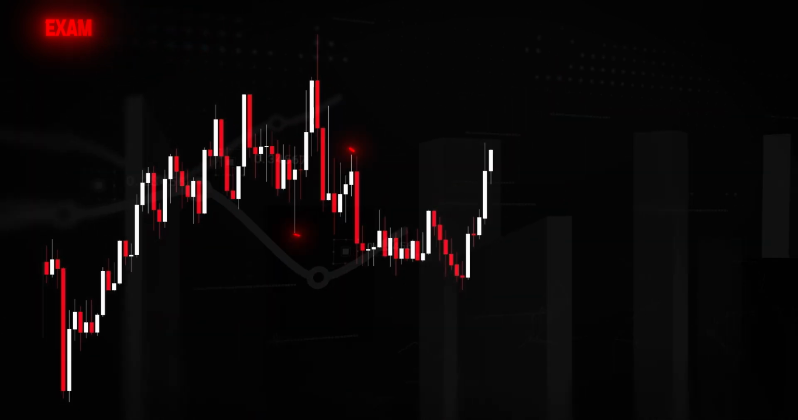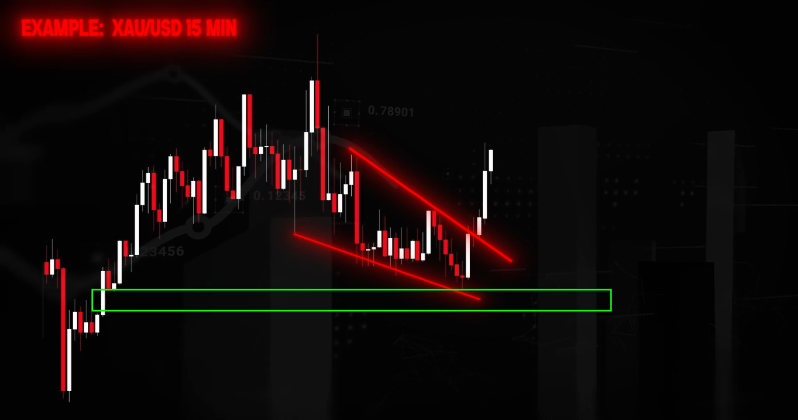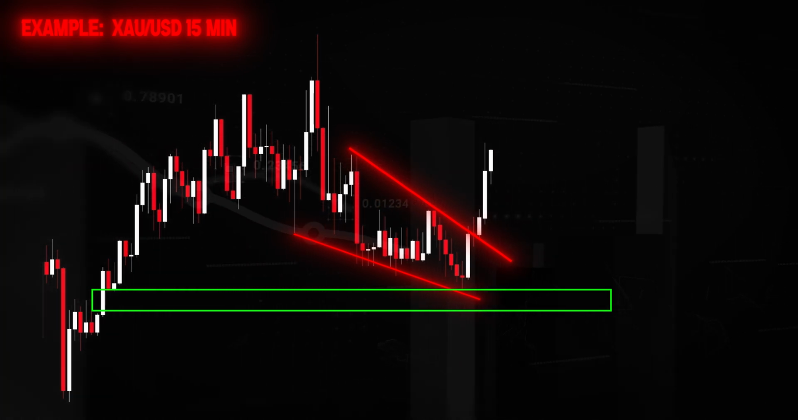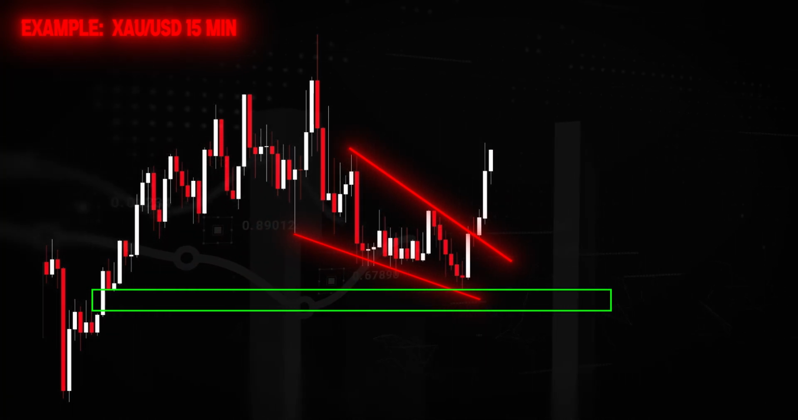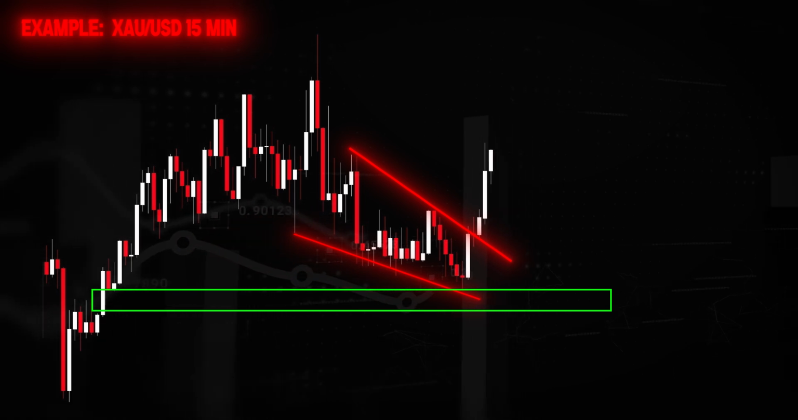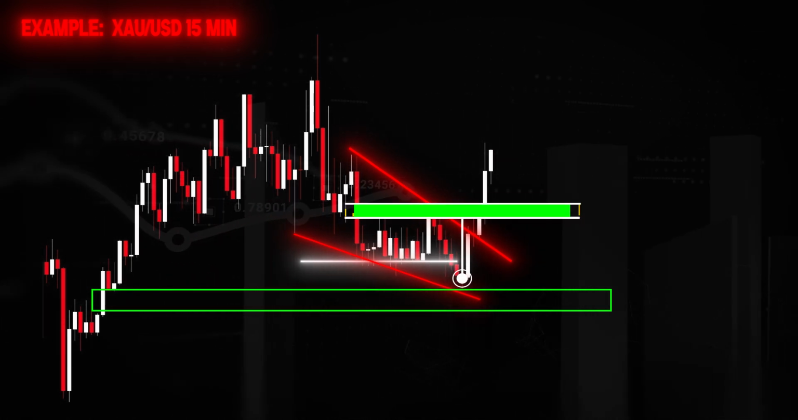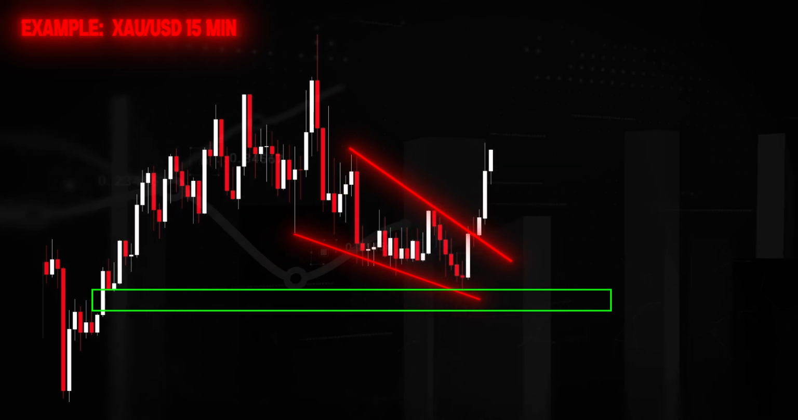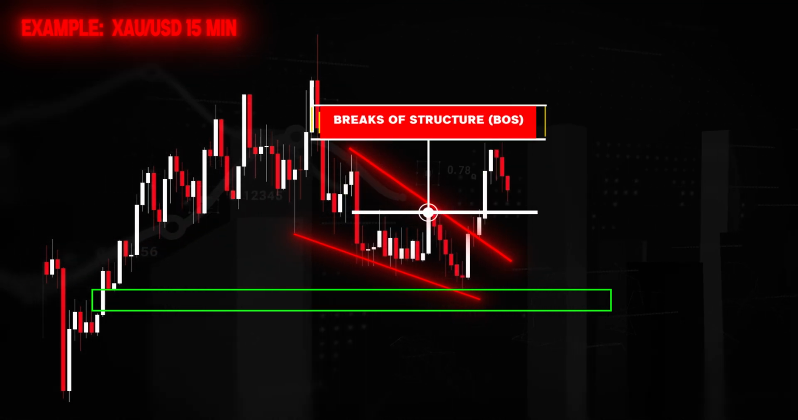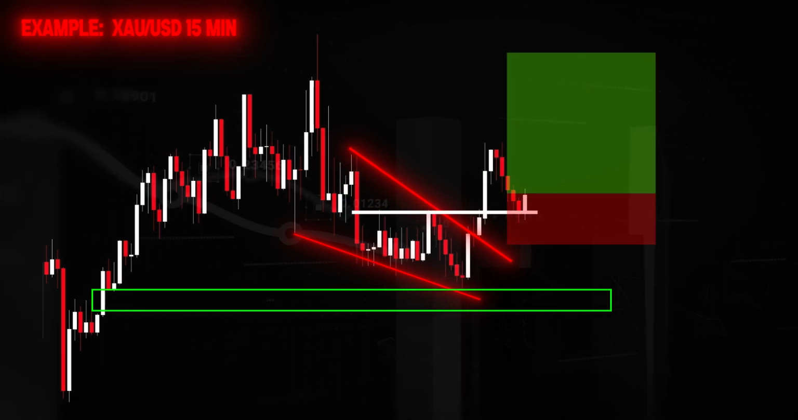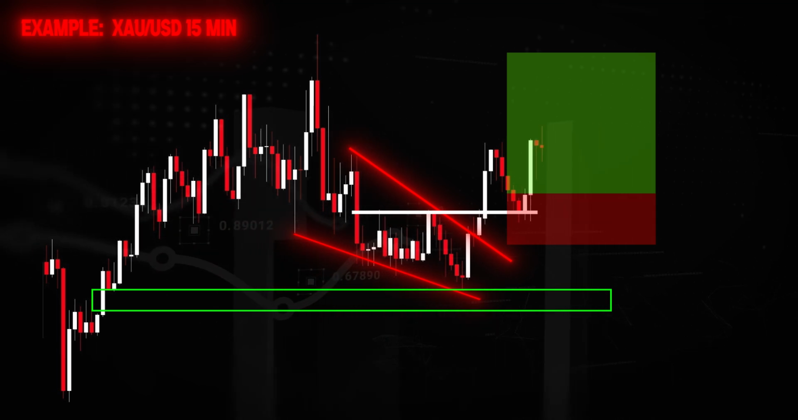Zooming into the 15-minute chart for further confirmation, we identify a wedge pattern that has broken to the upside, precisely after the market tapped into the 1-hour fair value gap. Additionally, there is a liquidity pattern that has swept the stop losses below the equal lows. With a clear breakout in place, we can open a long position and set our stop loss below the swing low.